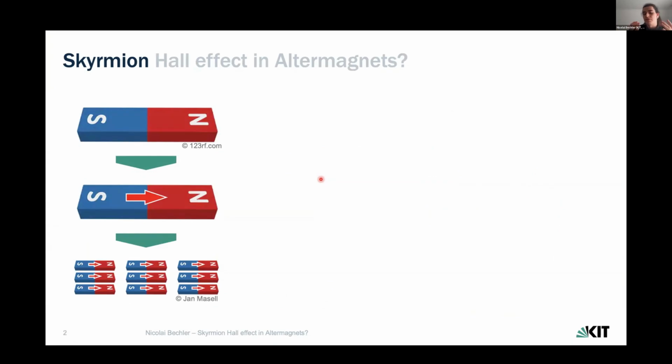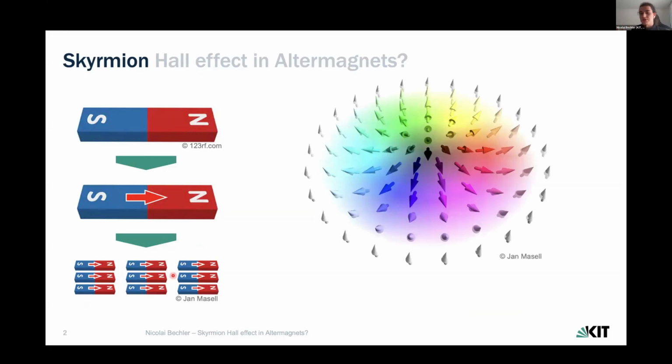And what we basically do is you have a big magnet, your macroscopic sample, and you split it up into different small magnetic moments. And these magnetic moments can form textures. And there's a whole slew of textures, as we have learned also from Sanjay. There are Hopfions and three-dimensional systems, but we're interested in skyrmions.